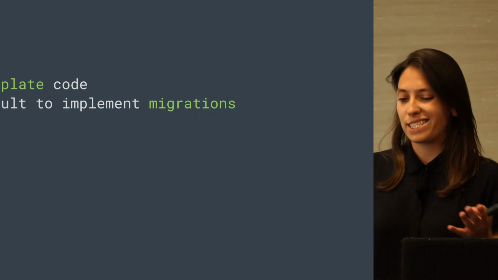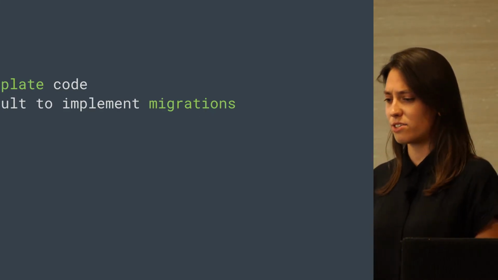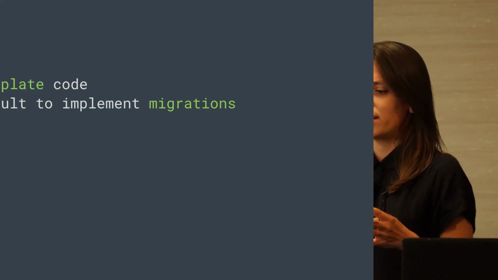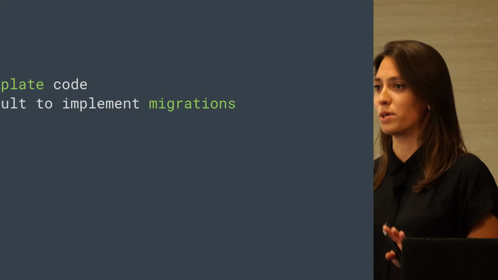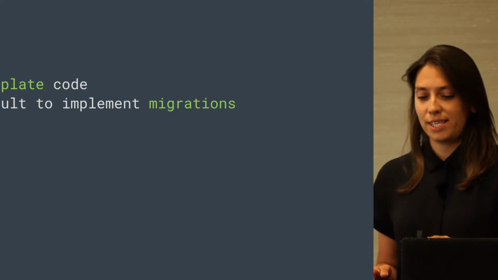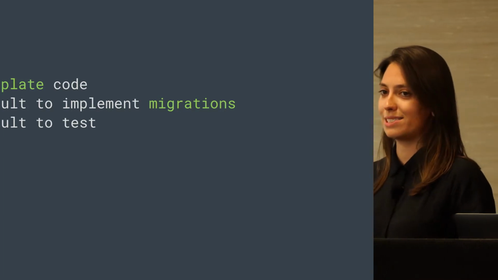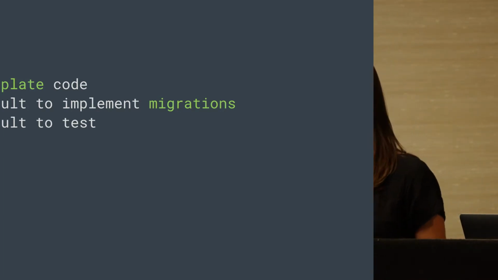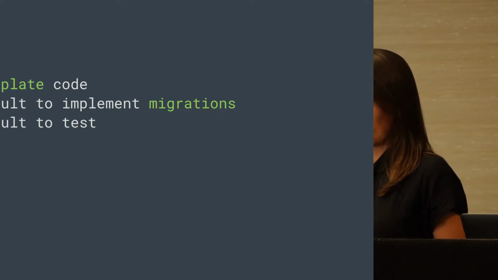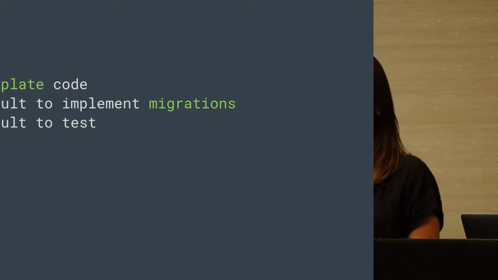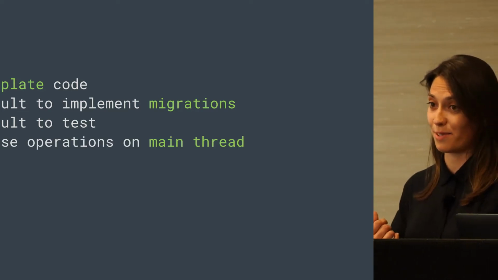Then, as the schema was changing, I also had to implement migrations, and usually I ended up in a mess of if, else, switch, while that I don't want to remember. And then, although you can test SQLite API, it's not the easiest and the nicest thing to do. And then the worst thing that I did, please, let's keep this between us. I ended up doing database operations on the main thread.